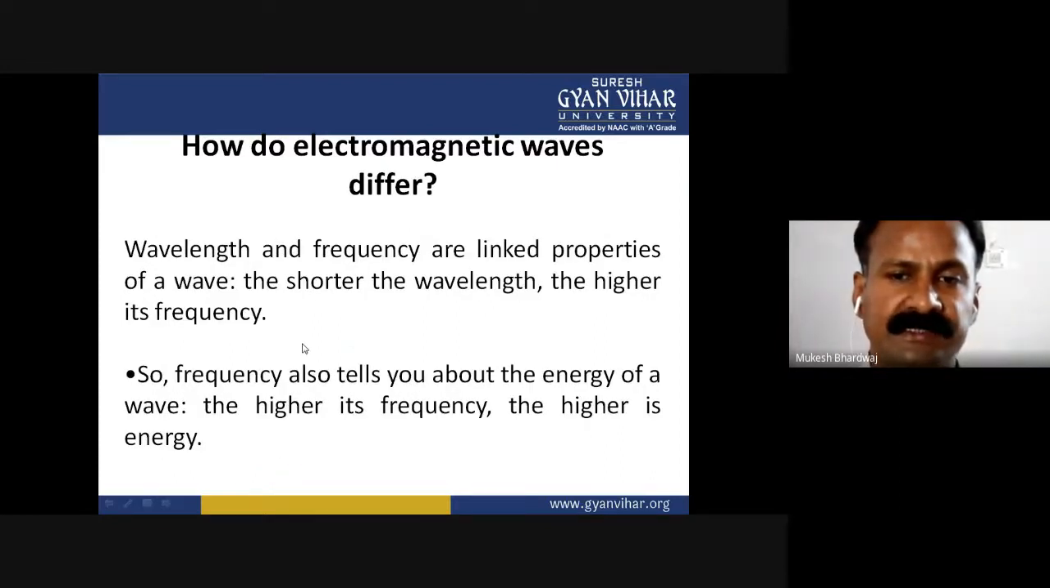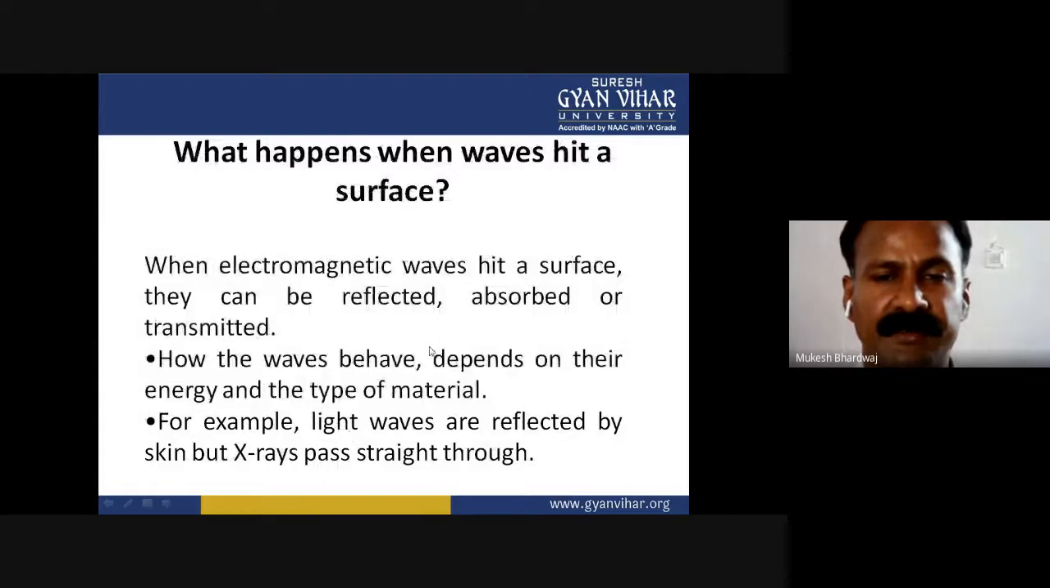Wavelength and frequency are linked properties of a wave. The shorter the wavelength, the higher its frequency. The frequency also tells you about the energy of the wave. The higher its frequency, the higher its energy. When electromagnetic waves hit a surface, they can be reflected, absorbed, or transmitted. How the wave behaves depends on its energy and the type of material. For example, light waves are reflected by skin, but X-rays pass straight through the skin.